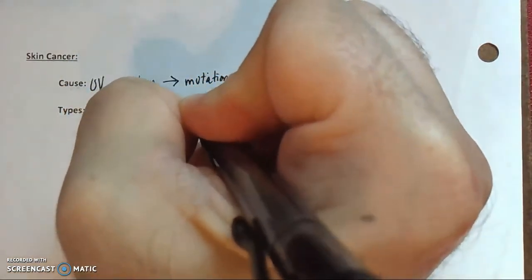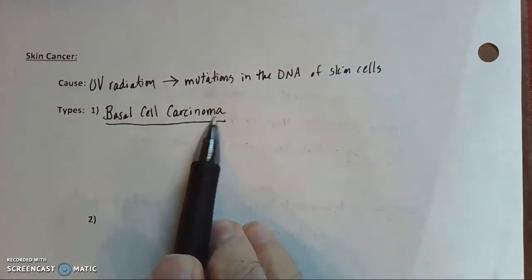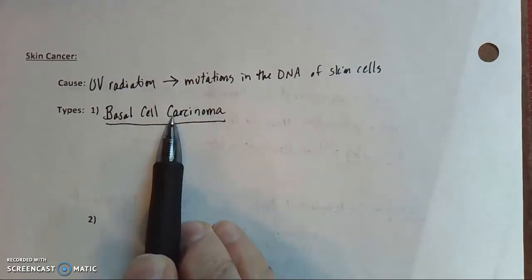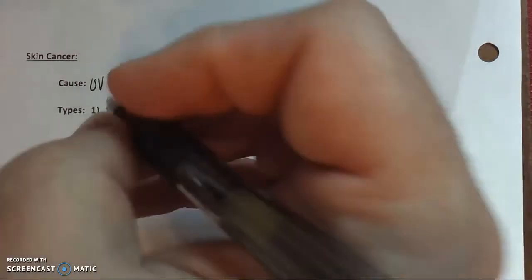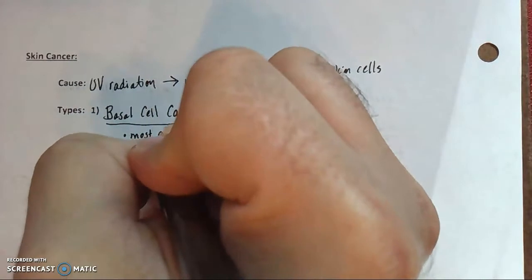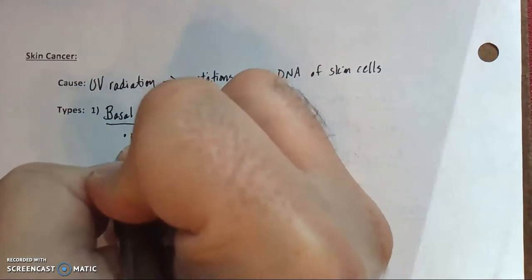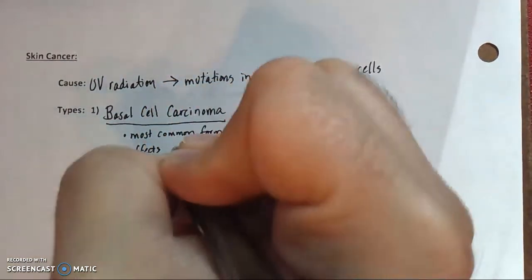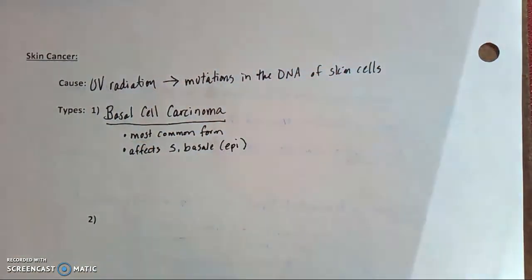And the first one is going to be called basal cell carcinoma. So if you remember from our medical terminology, oma means tumor, carcin means cancer. So this is a cancer tumor of the basal cells. This is the most common form of skin cancer. It affects the stratum basale layer of the epidermis. So this is a cancer of epithelial tissue.